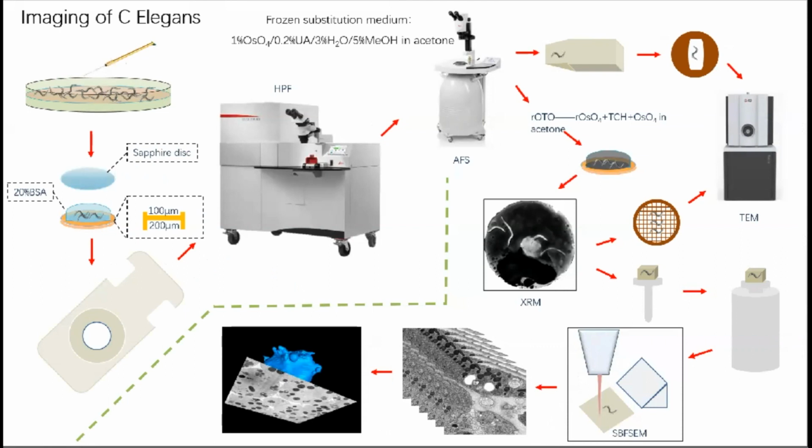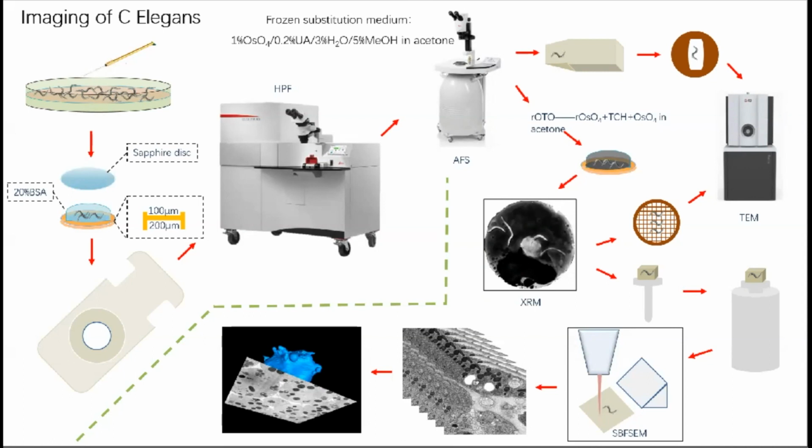I did this case for one year. I used the HPF, ROTO, cutting, and imaging by cerebral. C. elegans are always cultured with E. coli. When we prepared the sample, we used the sulfur disc instead of the type B carrier, because it has good thermal conductivity.